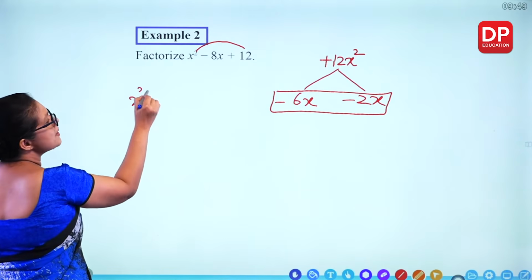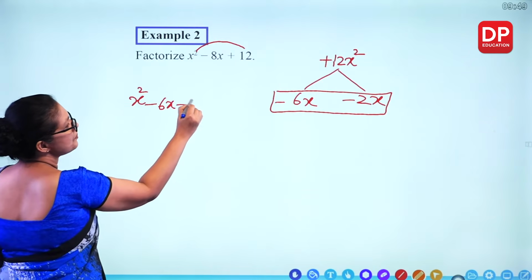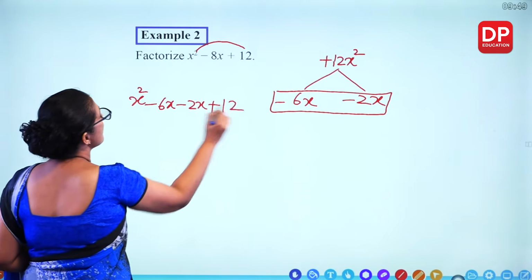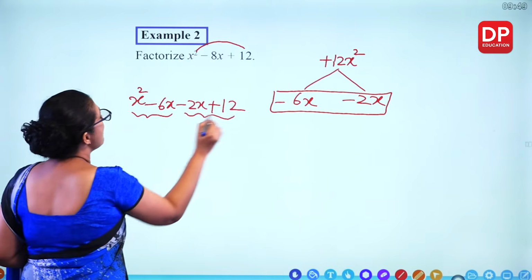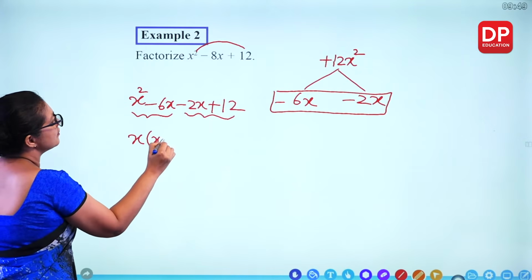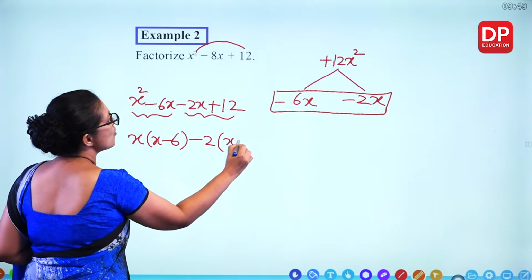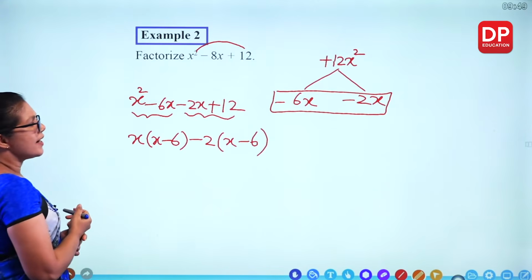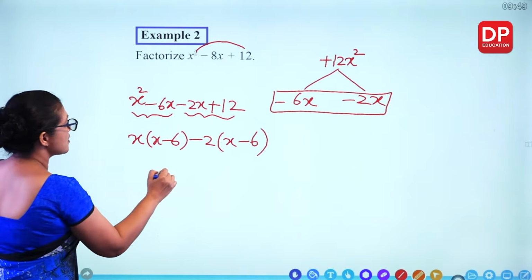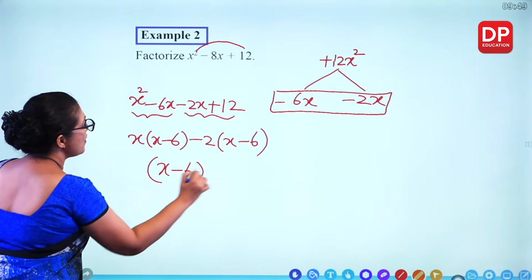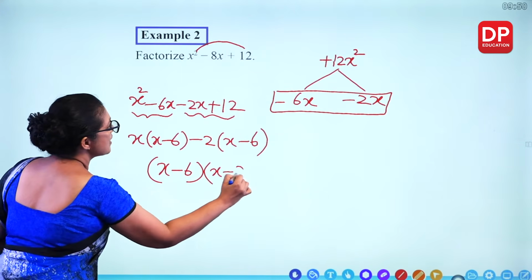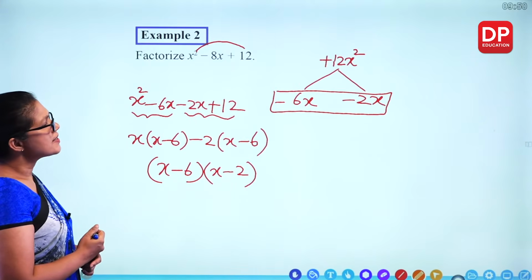Now we'll split the middle term and take 2 at a time and factorize. So here you can take minus 2 out and write x minus 6. So x minus 6 is common. What's remaining? x minus 2.